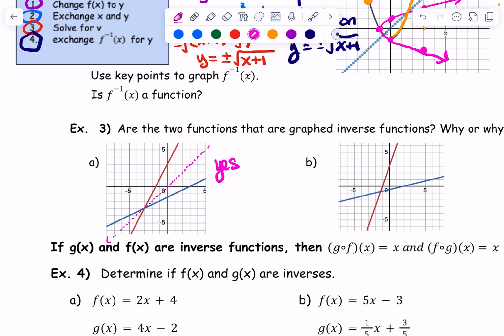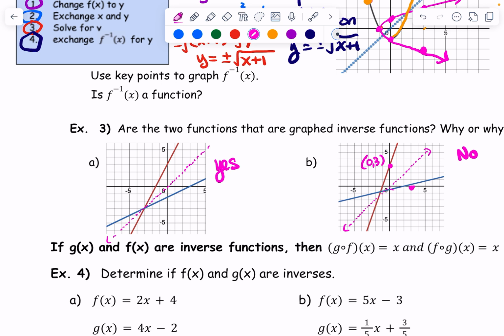On this one, though, if I draw this line, you would see folding on the pink line would not land. So no, I said no, wrote no. They're not going to be inverses, right? Because they're not going to land on themselves. You could even just take some key points, right? So this point would be (0, 3). Well, I should have (3, 0) on my graph, but (3, 0) is not on the blue. Do you guys see that?